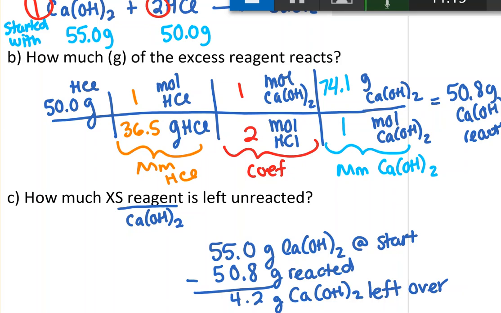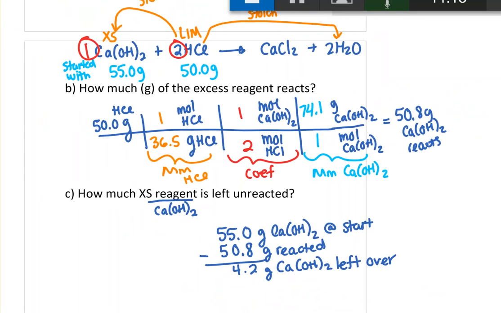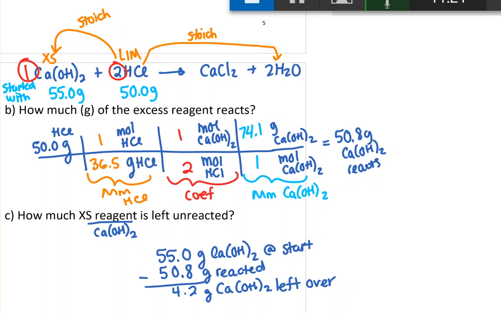Okay, and something that we can kind of watch for here is, does that seem like a correct amount? Well, we would expect this number here to be lower than the original amount available. In other words, we had 55 grams of calcium hydroxide at the beginning. If this had come out over 55 grams, then we calculated our theoretical yield wrong. So anyway, it did come out less, which makes sense. So we can subtract and get how much of our excess reagent is left over after the reaction has gone as much as it can.